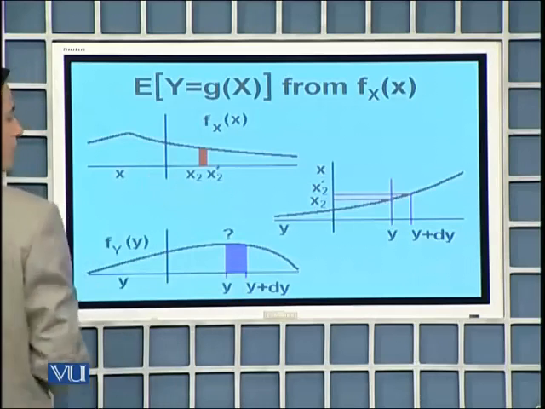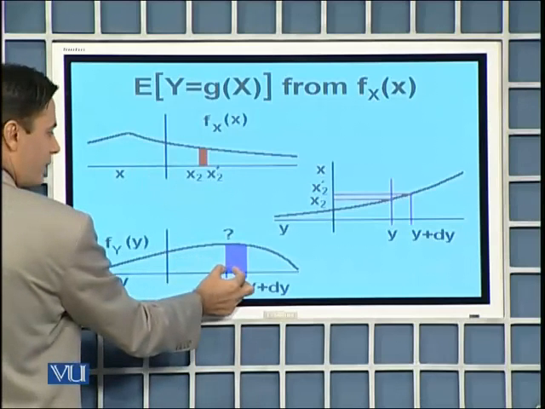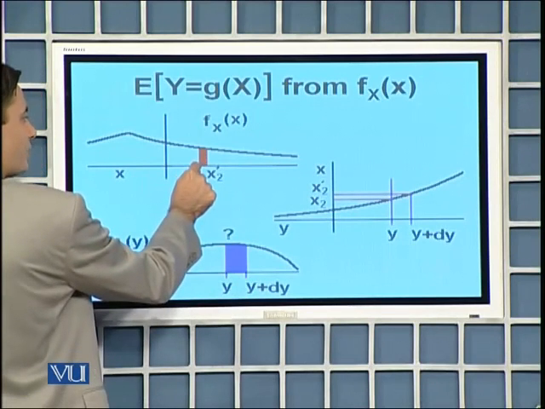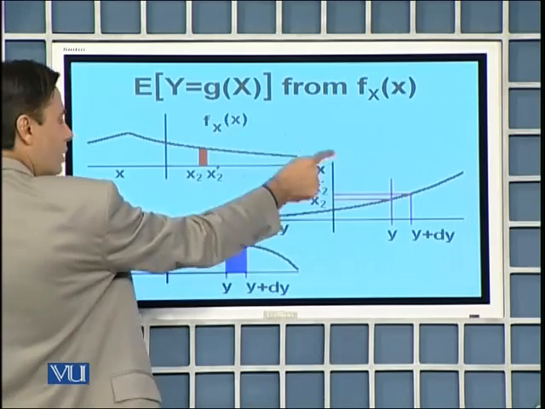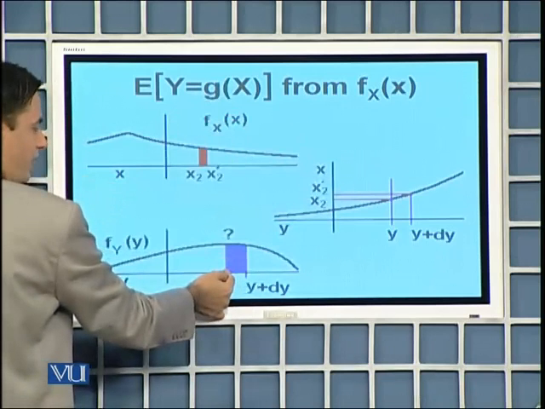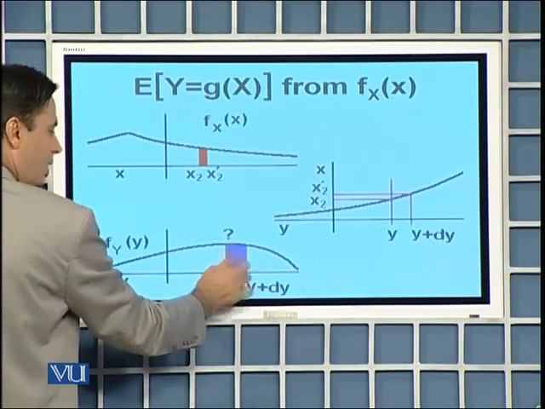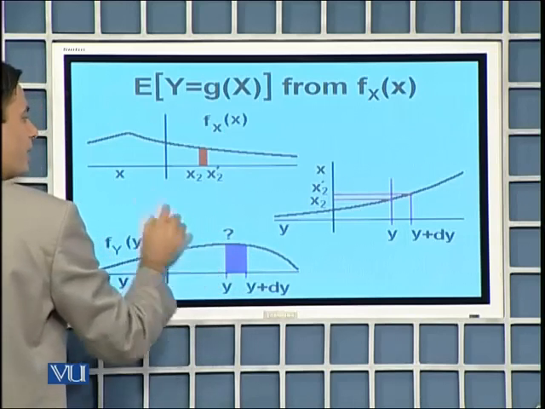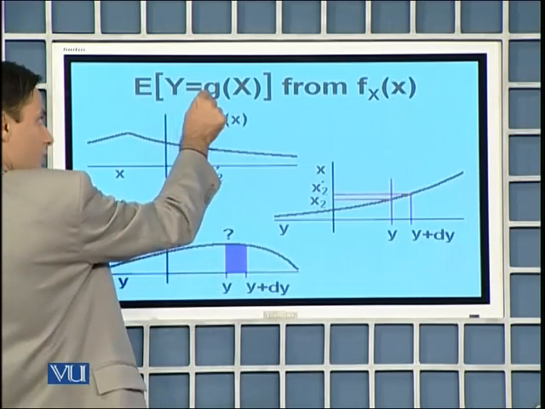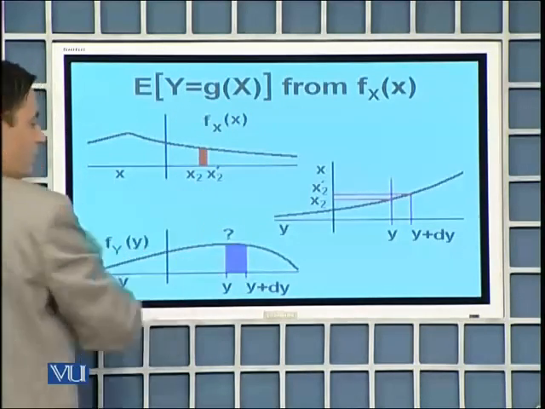Is same as the probability of this event. When you multiply this with the value of y, you can reach this value of y by transforming this x2 through this mapping, this inverse mapping G, and reach this value. So this probability multiplied by this value is same as this probability multiplied by this value transformed through G to become this value.